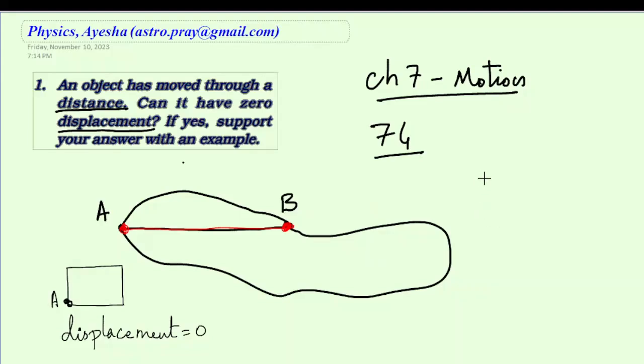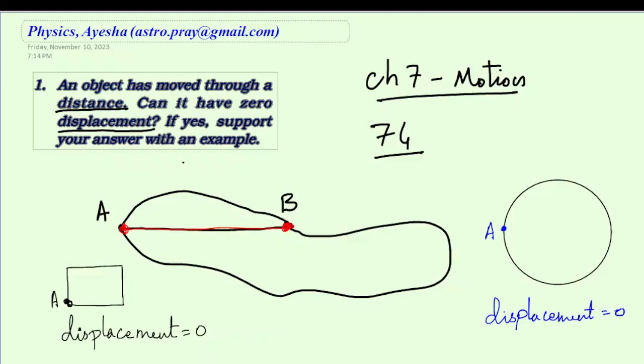Let me give you another example. Let's say there is a circle. An object starts from here. It goes all the way along the circle and comes back to the same point. So the displacement here would be equal to 0. The distance traveled will be equal to the circumference of the circle. Displacement is 0.